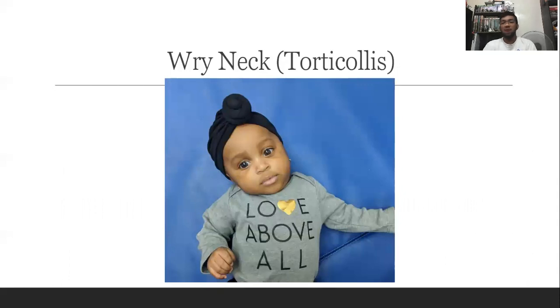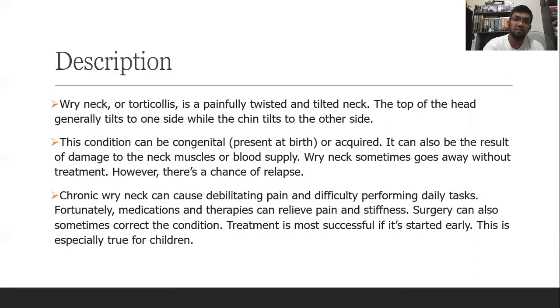Next, we have Wry Neck or Torticollis. The description of this is Wry Neck or Torticollis is a painful twisted or tilted neck. So the neck looks like this. So the top of the head generally tilts to one side while the chin tilts to the other side.